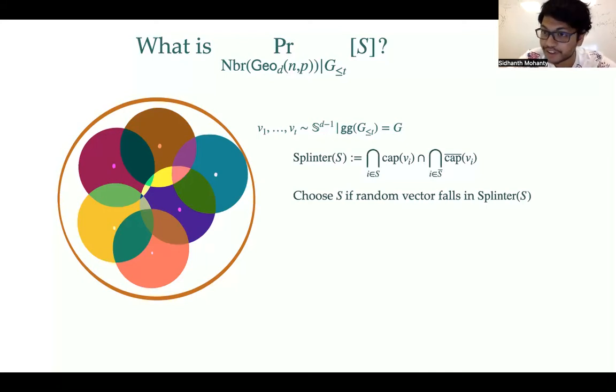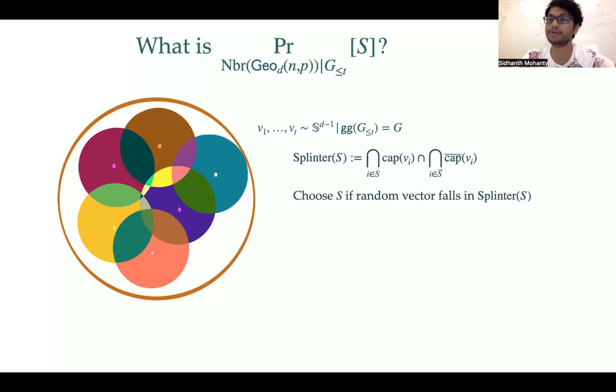So what is a splinter of a set S, where you think of S as being a subset of 1 through T? You take every vector that is in the set, draw a cap around each of these vectors, and look at the intersection of all these caps. And then intersect this with the intersection of the complement caps of the vectors that are not in your set S. As you can see, these different colors denote different splinters.